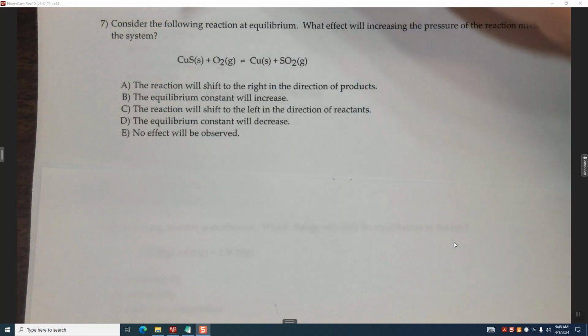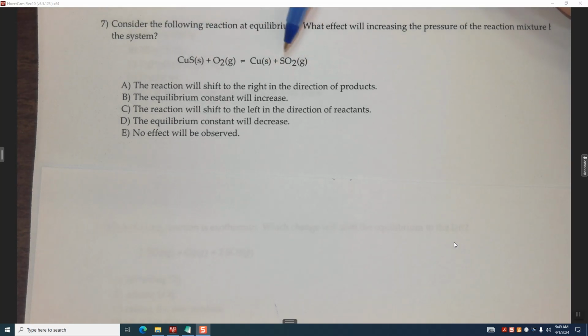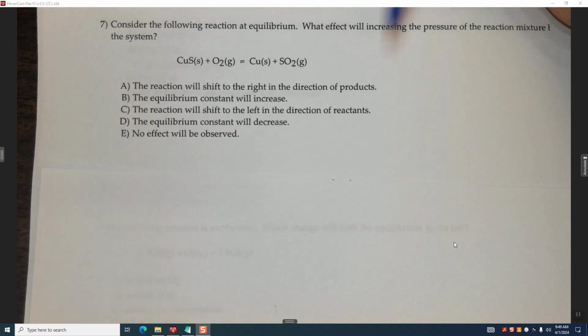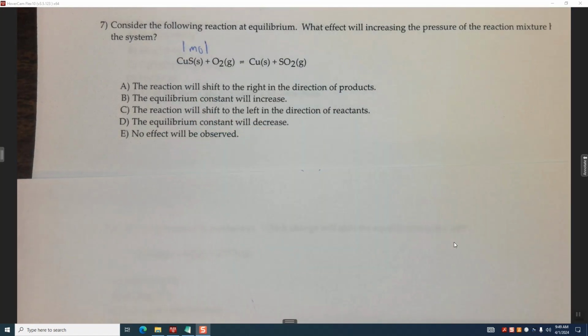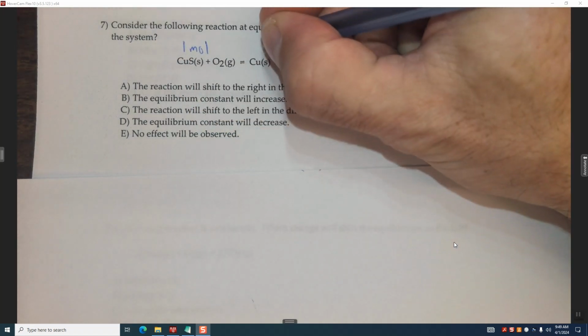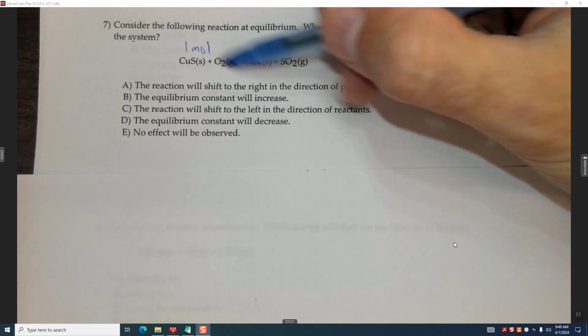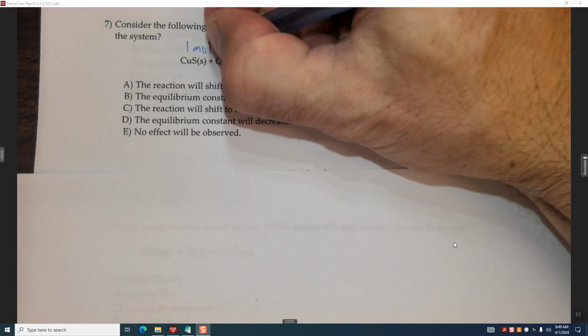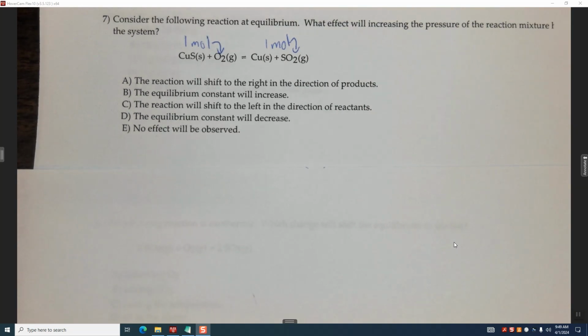All right, number 7 says, consider the following reaction at equilibrium. What effect will increasing the pressure of the reaction mixture have on the system? So if we look here, we have a solid and a gas, and a solid and a gas. So if we look at the gases, because the pressure is only going to affect the gases, we have 1 mole of gas on our reactant side, and we have 1 mole of gas on our product side. Specifically, the O2 is the 1 mole of gas on this side, and the SO2 is the 1 mole of gas on this side. So there's an equal amount of gas on each side.